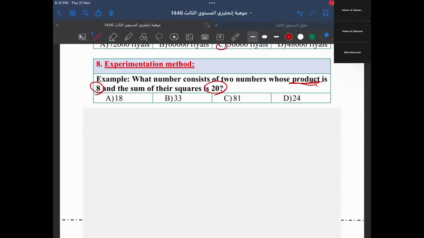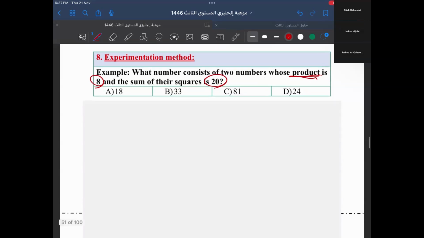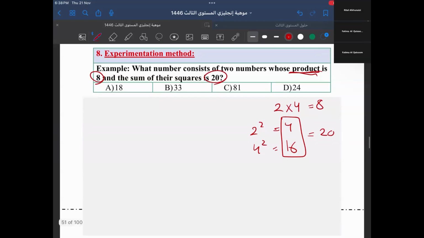So anyone who has any guess? Yes, Ritat? It's going to be 24. Yes. So here we're going to have the product, which is 2 by 4 equals 8. And the squares of them, so I'm going to have 2 squared equals 4, and 4 squared is 16. So the sum of the squares equals 20. Mumtaz. So this choice fits the answer. So D is going to be the right answer. Okay?